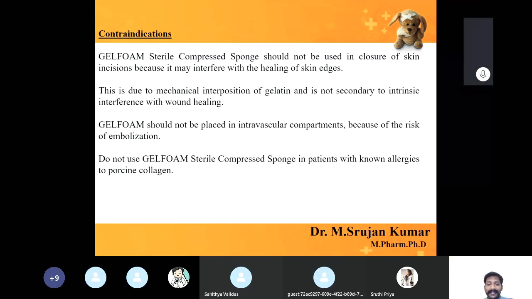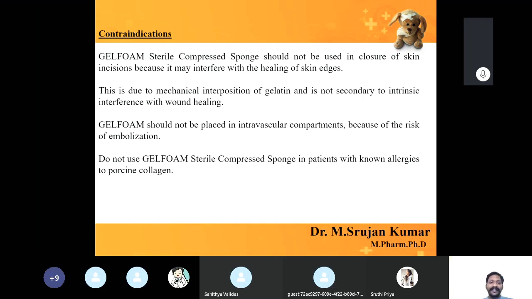Gel foam should not be placed in intravascular compartments because of the risk of embolization. Next contraindication is that gel foam should not be used in intravascular compartments. You need to be very careful with this. Our body has different compartments, intravascular compartments and extravascular compartments. Gel foam is contraindicated in the intravascular compartment because of the risk of embolization. What do you mean by embolization? Embolization is nothing but blockade of your blood vessel. It might be due to a fatty substance or any substance. Gel foam will result in blockade of your blood vessel.